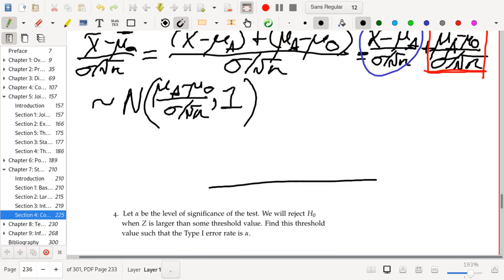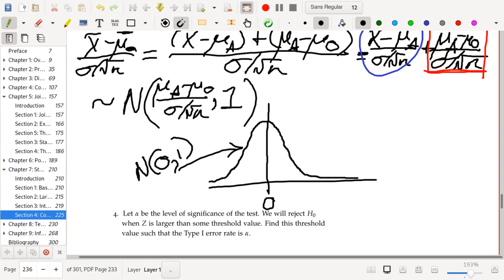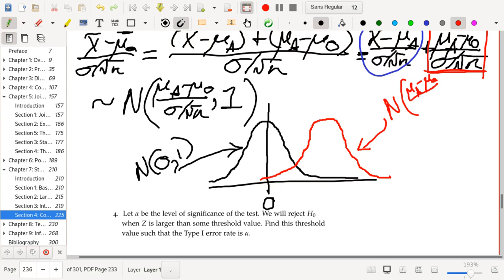What this is saying is we have the black distribution, which is the standard normal curve that we are using to compute p-values. So it's centered around 0, and this is the distribution we think that the test statistic will follow if the null hypothesis is true. But that's not actually true. The distribution that the test statistic follows under this alternative hypothesis is actually the red distribution, which is going to be N of (mu a minus mu naught) divided by (sigma over root n), 1. So it is centered around the value (mu a minus mu naught) over (sigma over root n). Okay, that's where it's centered.